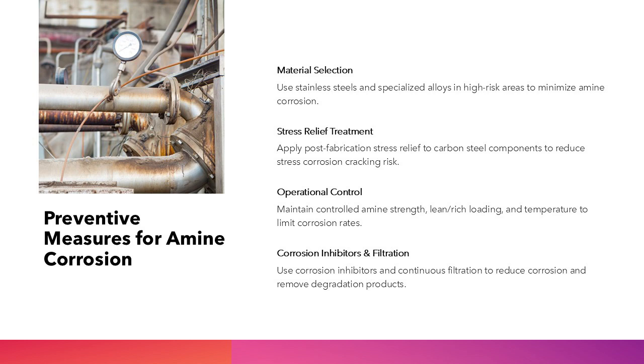Operational limits must be carefully controlled, including amine strength, lean/rich loading, and operating temperatures. Corrosion inhibitors can be added to reduce corrosion rates, while continuous filtration systems help remove degradation products like heat-stable salts. Process control measures such as monitoring CO2 to H2S ratios are essential, as higher H2S levels can form protective sulfide films that reduce corrosion. Implementing these strategies in combination ensures long-term reliability and minimizes the risk of equipment failure.